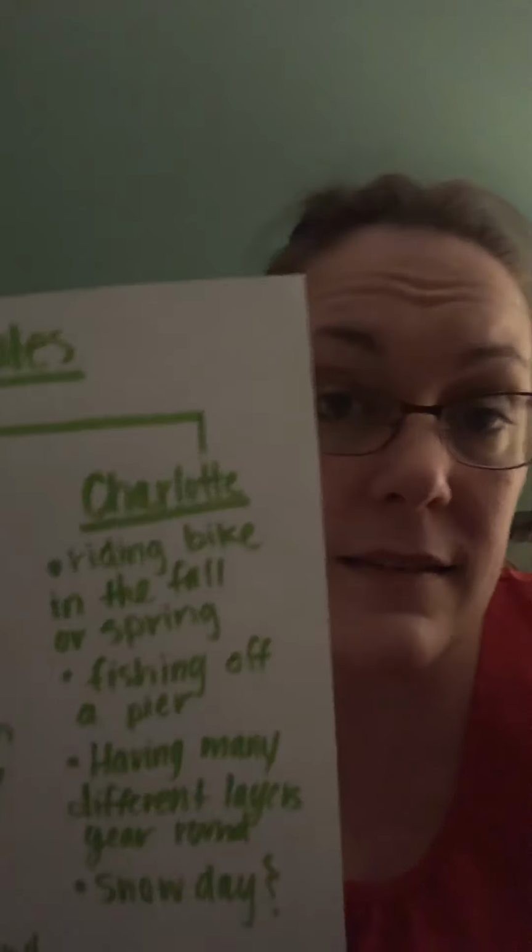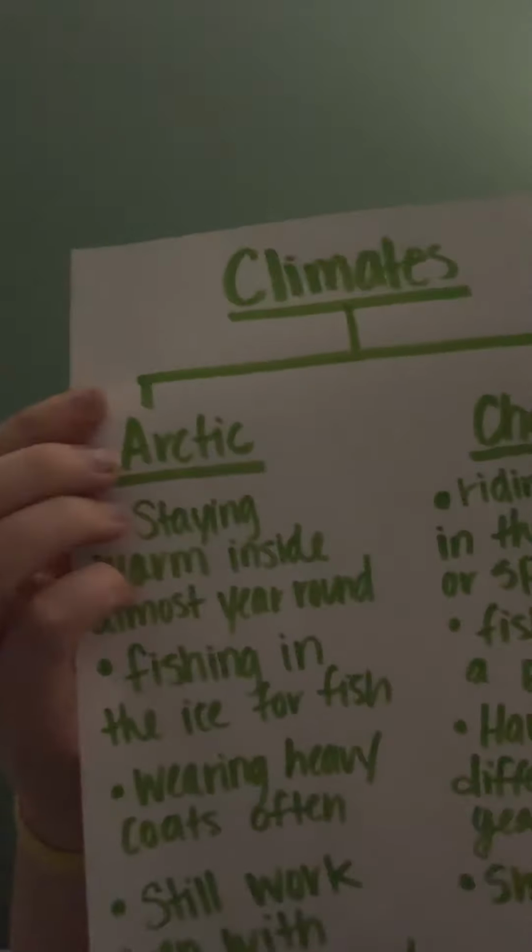After you've watched the video, which is in the description box below, we're going to try our best to come up with a couple. It doesn't have to be 5. I know the paper says 5. 5 is really difficult. But we're going to try and come up with as many examples as we can of things that we do in our climate in Charlotte versus a different climate.